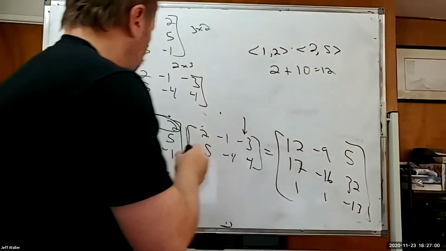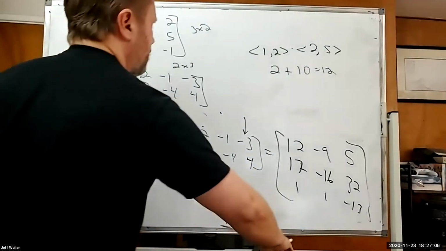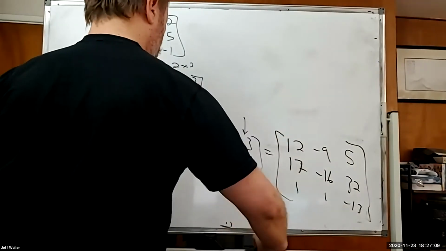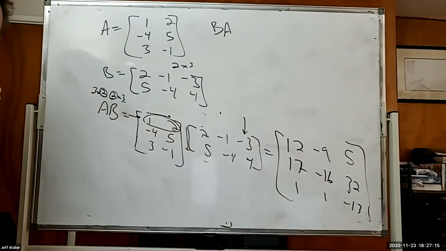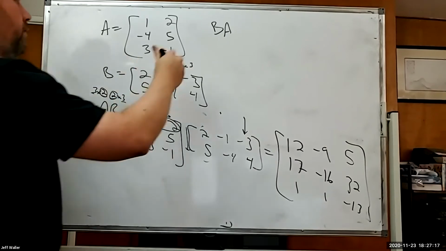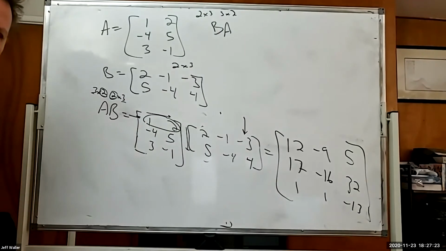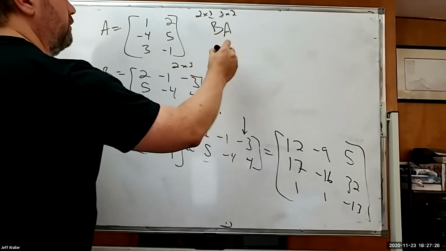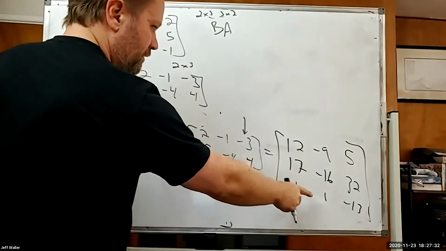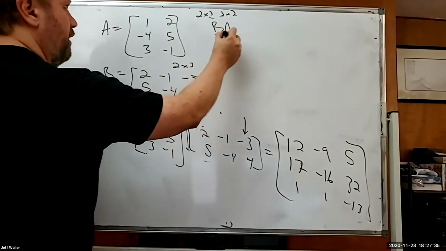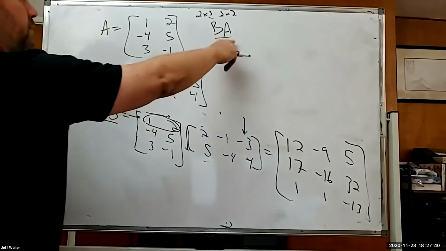Could I do B times A in this case? Would B times A work? So B is 2 by 3 and A is 3 by 2. Would that work? Yes. Totally. The insides match. How big will the answer be? 2 by 2. So obviously it won't be the same as this one. So that's another verification that commutativity does not hold for matrix multiplication. So do B times A real quick.